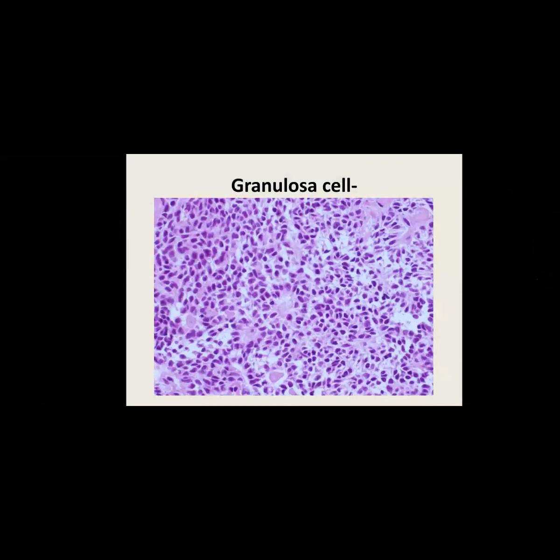This is a light microscopic picture showing the rosette-like arrangement of the cells, but they are not rosettes. Central pink areas are surrounded by the granulosa cells. This type of arrangement is called Call-Exner bodies. So if you find this type of cells, you have to suspect a granulosa cell tumor.